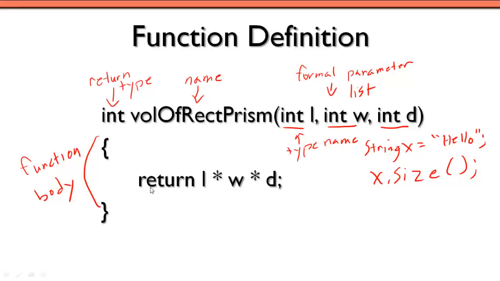And what we're doing here is simply multiplying the length times the width times the depth to come up with a volume, and we're returning that value. So this is actually a keyword within C++, and it's just saying that once we evaluate this particular expression here, return it to whoever called us. And that may seem a little bit odd, but we're going to look at some examples of what that means to actually call or invoke a function.